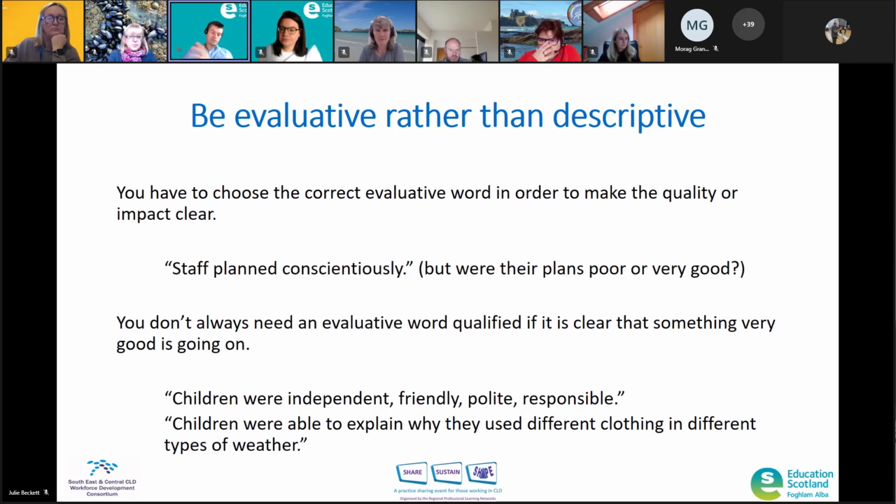And again, one of the things when it comes to all these statements is you're imagining someone picking it up, reading it and going, I know why that's good, or I know why that's not very good. And that's the main message, the so what element.